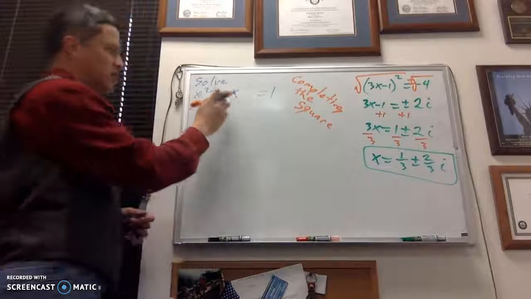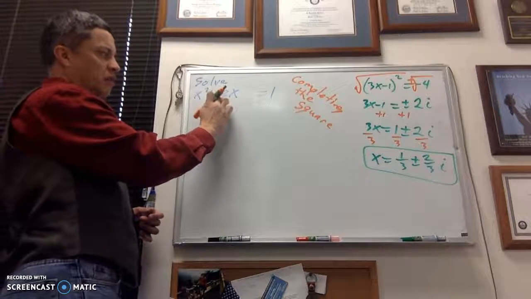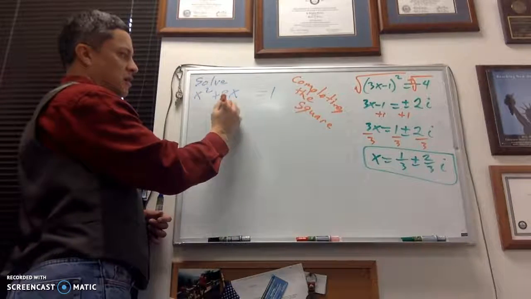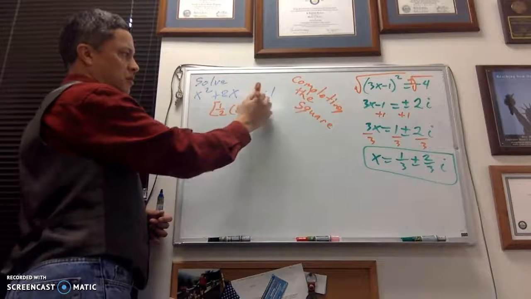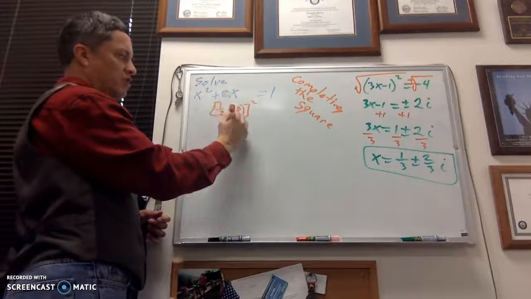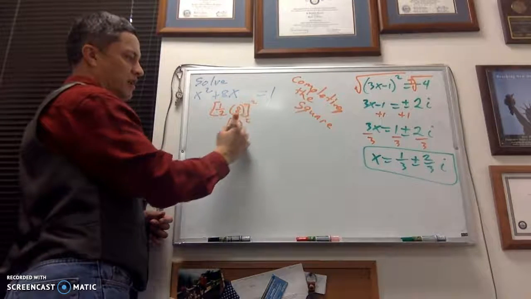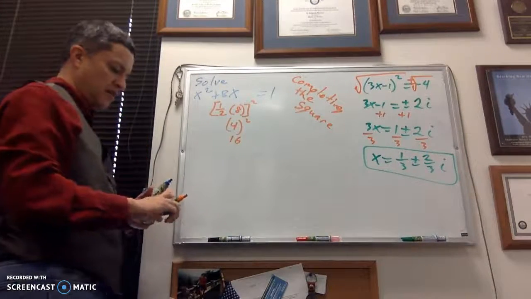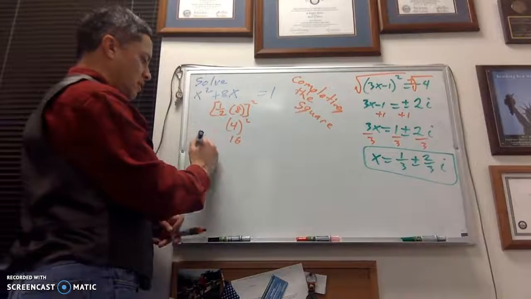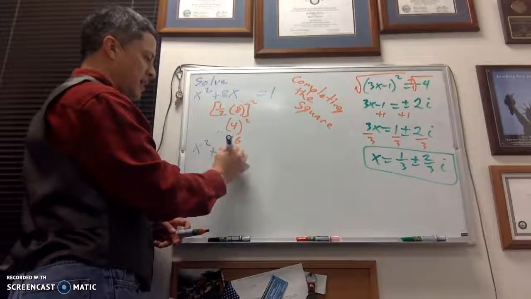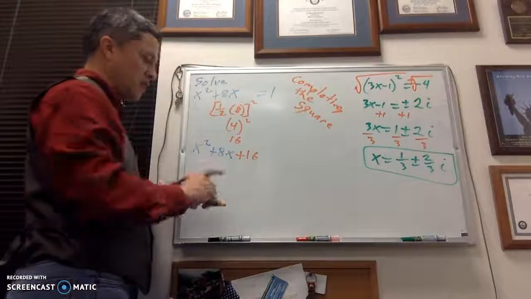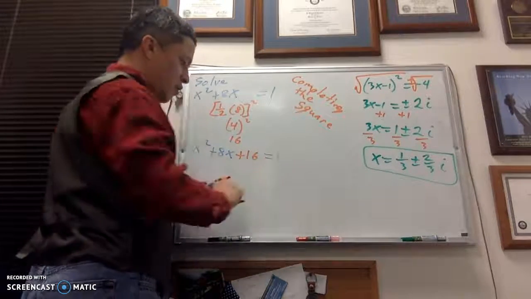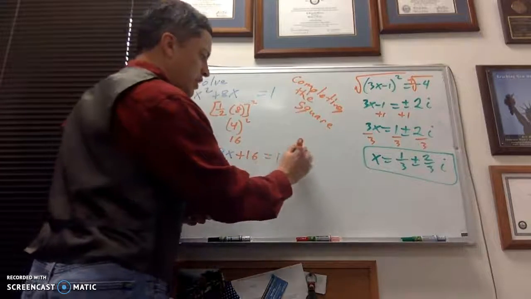And then what you do is you're going to take half of the coefficient next to the x, and then you're going to square it. So we'll take half of 8 and square it. Half of 8 is 4. Square it, you're going to get 16. So that'll give me x squared plus 8x plus that 16, and that's going to equal 1 plus 16.